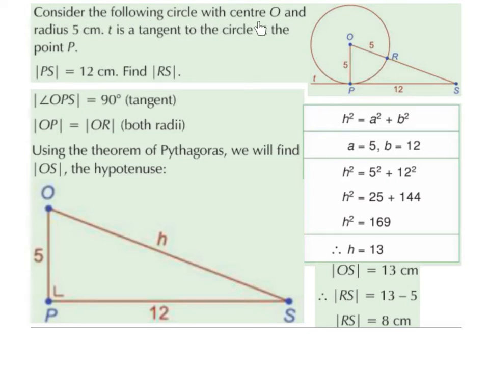Consider the following circle with a center O and a radius of 5 centimeters. So here we have a circle, center of O and a radius of 5 centimeters.